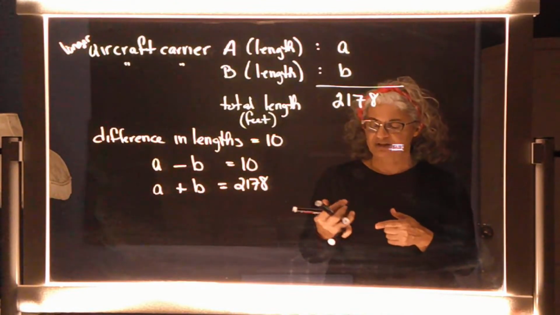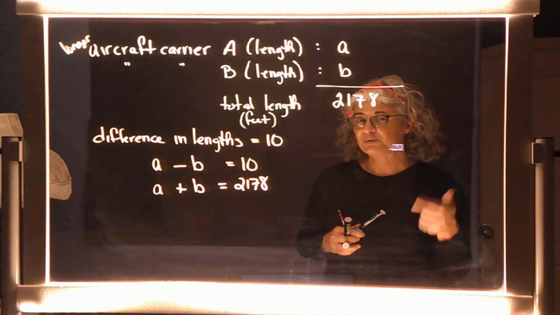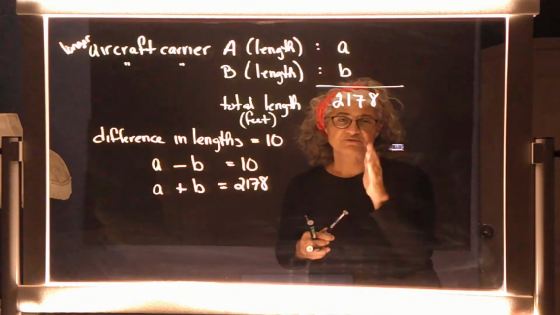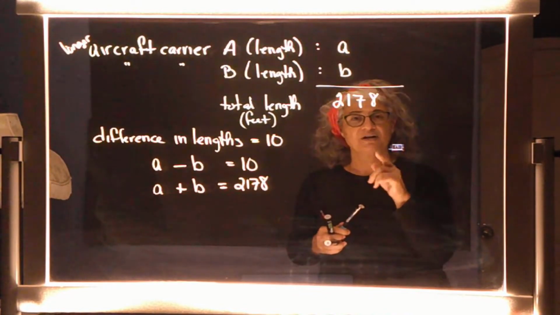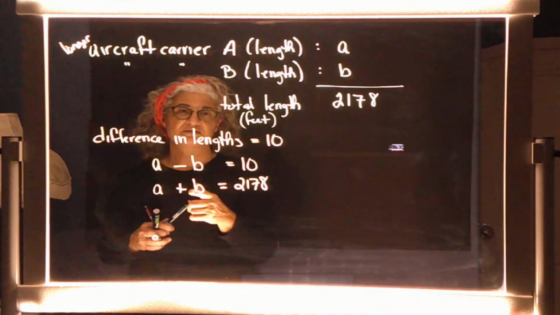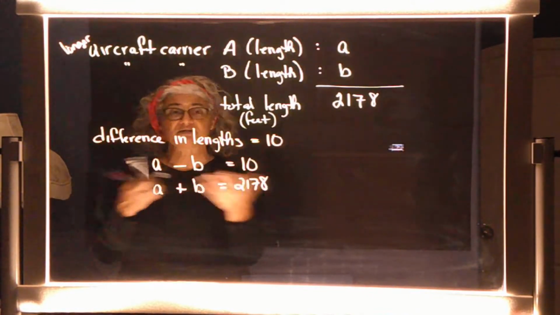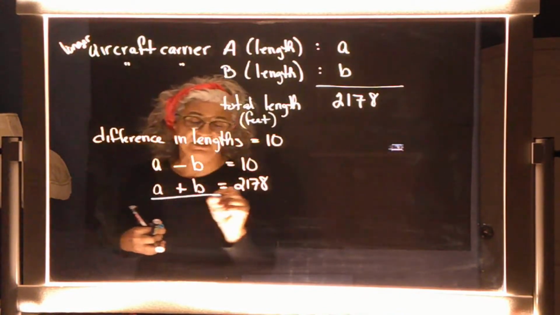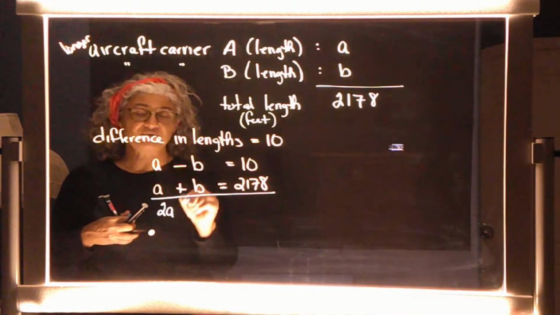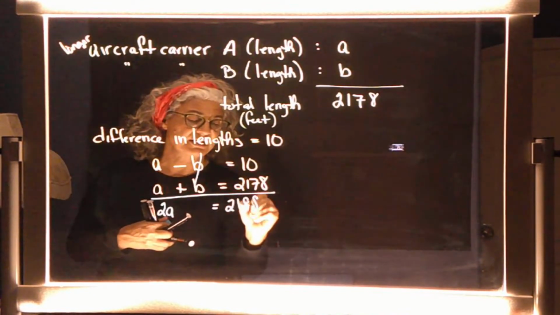Because the elimination method says that whatever variable we're eliminating, the coefficients, the numbers in front of that variable, are the same number and opposite signs. Well, I'm noticing the b's. In front of b is a -1 and on this one is a +1, which means it's totally set up for the elimination method. So it's perfect. I'm just going to add. So I'll get 2a, the b's drop, equals 2,188.